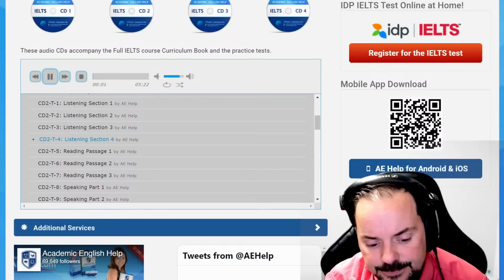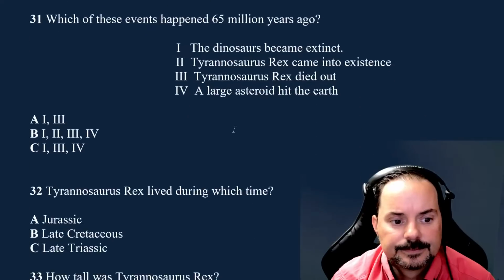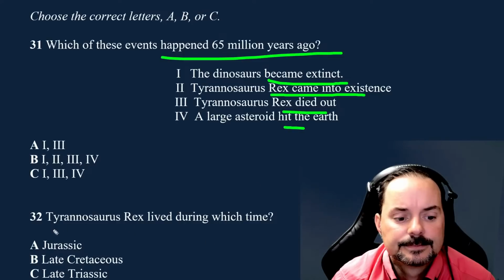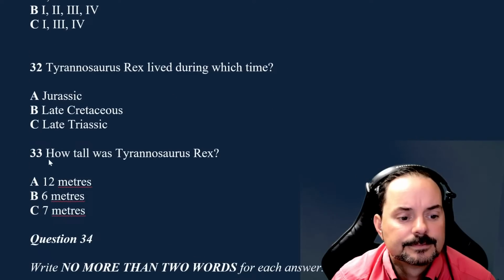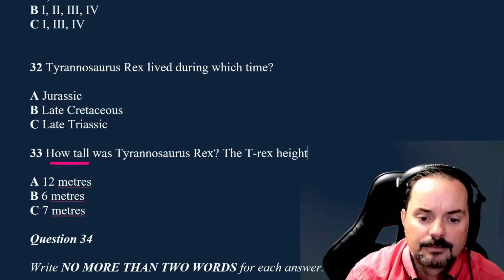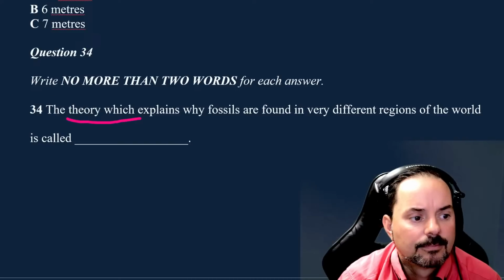Here we go. Now turn to section 4. Take some time to look at questions 31 to 40. Listening section 4. You will hear a lecture about the dinosaur Tyrannosaurus rex. Now listen carefully and answer questions 31 to 40.